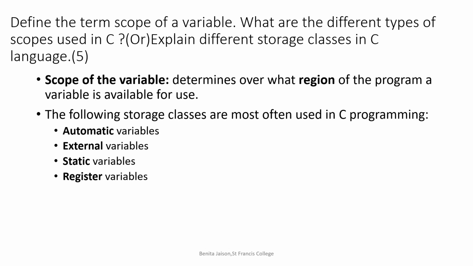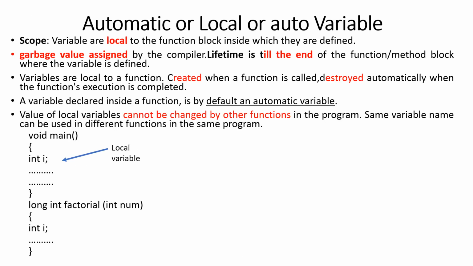So even if it is asked for different scopes, you have to write only about these variables. Initially you have to give the definition of the scope of a variable, and then explain the scope of automatic variable, the scope of external, static, and register.